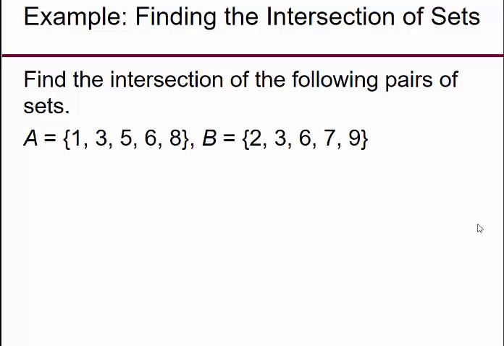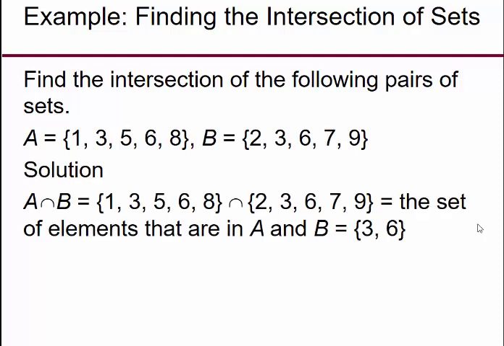So here's another example. We're going to find the intersection of the following sets. Set A again has 1, 3, 5, 6, and 8. Set B has 2, 3, 6, 7, and 9. And then the intersection of the two sets is simply 3 and 6. 3 and 6 are in A, and 3 and 6 also belong to B.